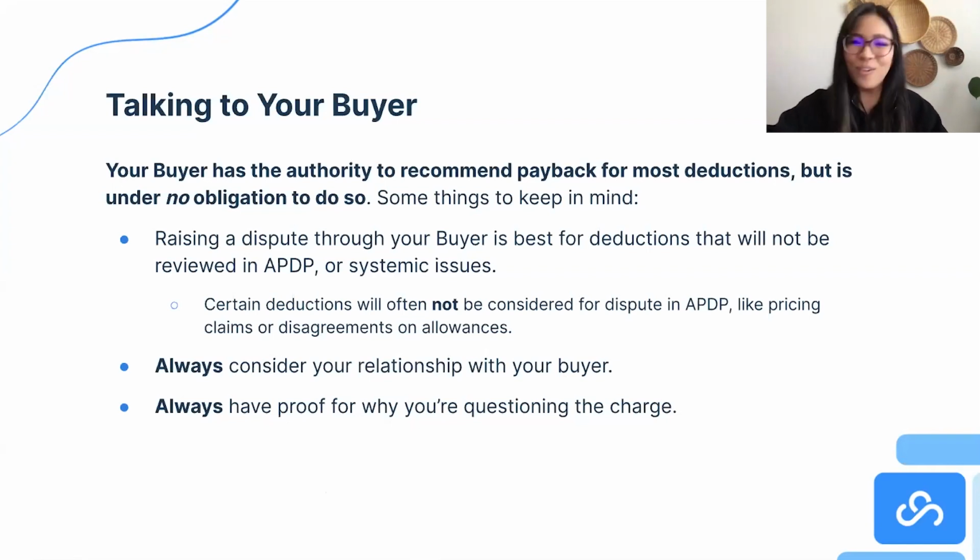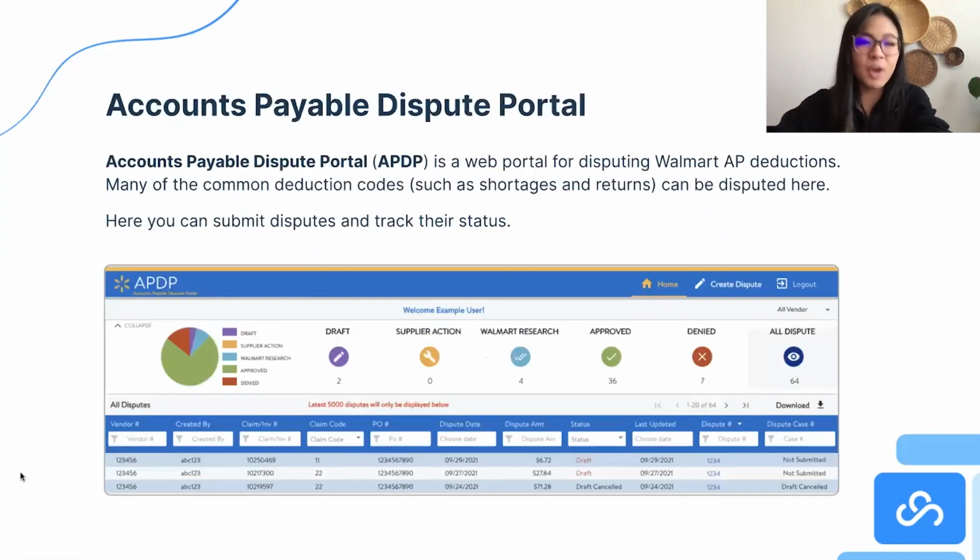And then again, always have proof for why you're questioning the charge. So you can't just go to your buyer and say, I disagree, I don't really have proof, but I just don't want to pay it. That's obviously going to be a much more difficult conversation. Okay, so that is the buyer side.